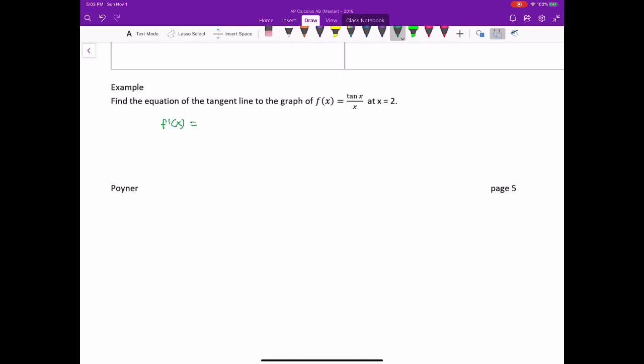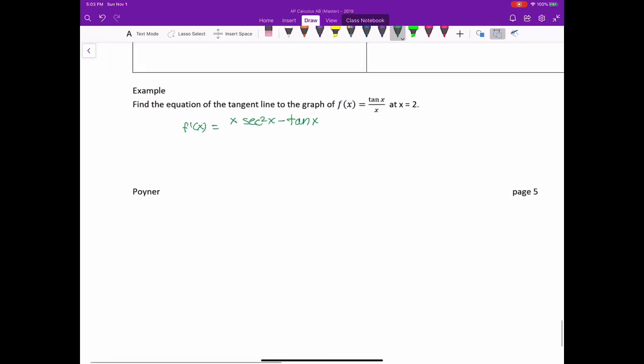So ho, which is x, d high, which is secant squared x, minus high, which is tangent of x, times 1, which is the derivative of the denominator. Draw the line and square below.